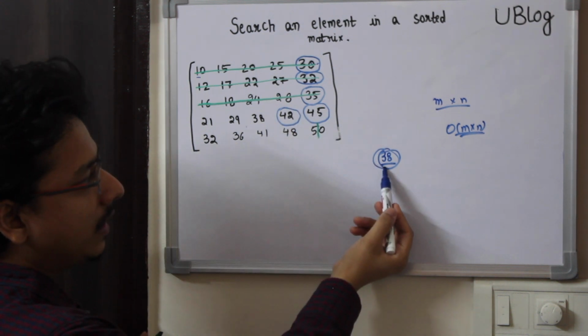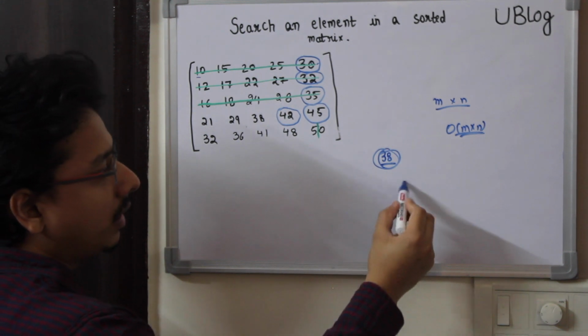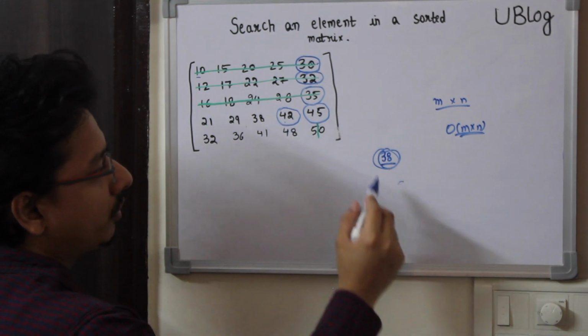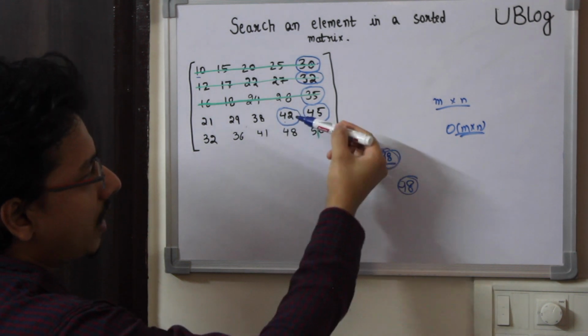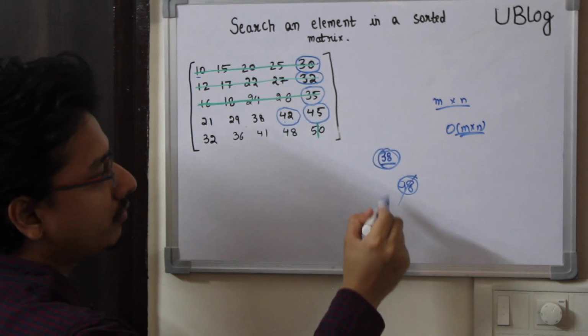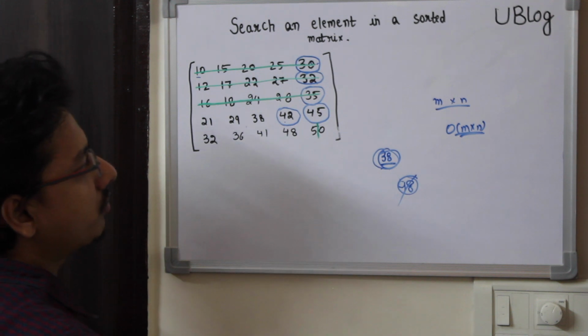Had my number been greater than 42, for example, if I am searching for 48, then my 48 would have been greater than 42, so I would have moved down. But since I am searching for 38, I will move on the left side of it.